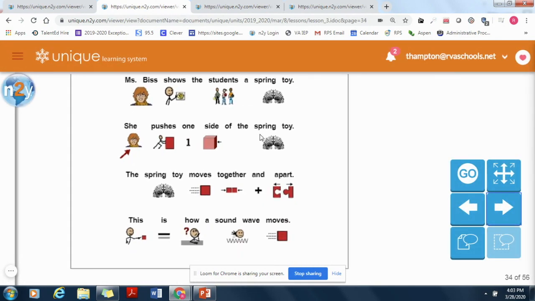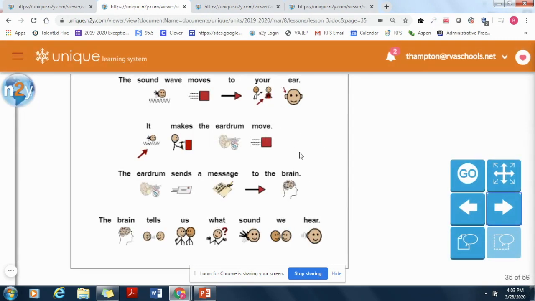Okay? Miss Biss shows the students a spring toy. She pushes one side of the spring toy and it moves together and apart. This is how the sound wave moves. Our answer isn't there, so we go to our next page. The sound wave moves to your ear.